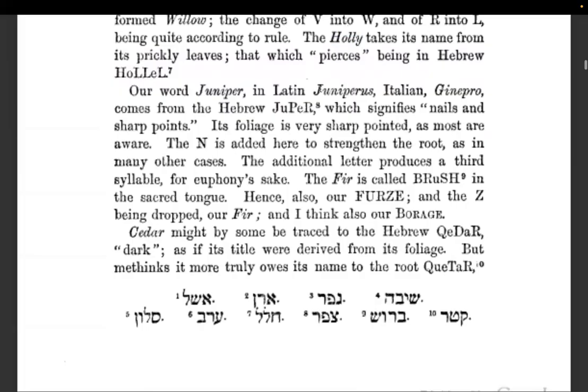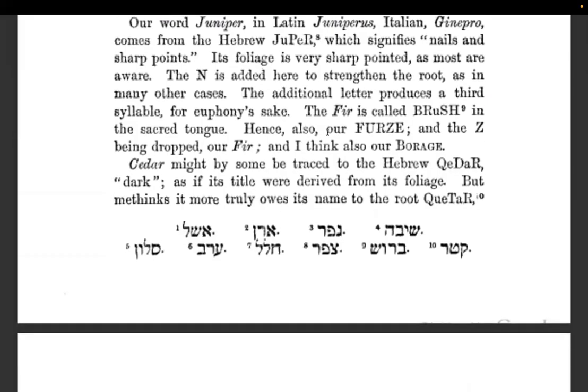Our word juniper, in Latin juniperus, Italian junipero, comes from the Hebrew zuper. It's the zadi pei resh, zuper. Okay, it's not a J, but a TZ or a TS, which signifies nails and sharp points. Its foliage is very sharp pointed, as most are aware. The N is added here to strengthen the root, as in many other cases. The additional letter produces a third syllable for euphony's sake. That's for the pleasingness of its sound. Okay.